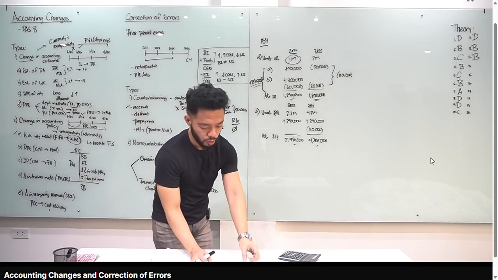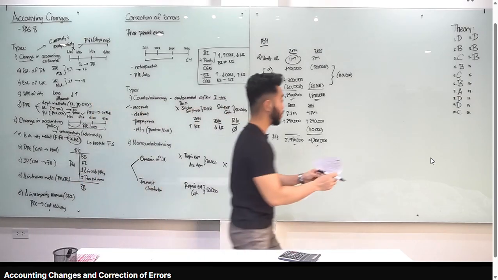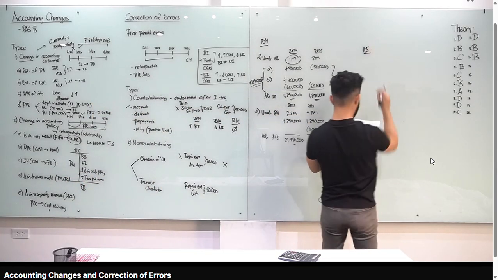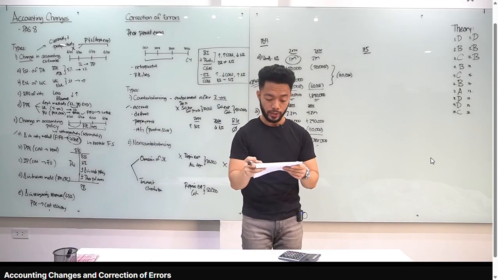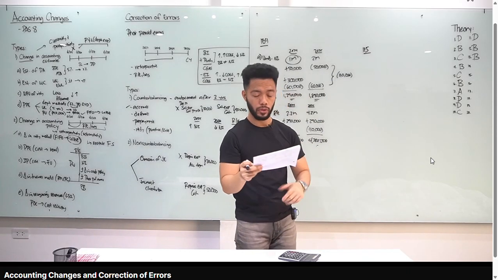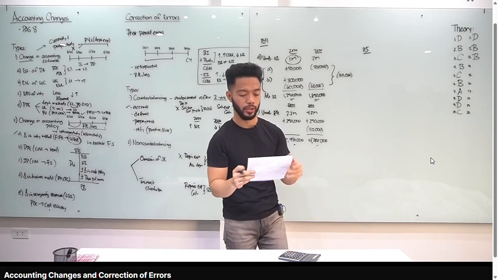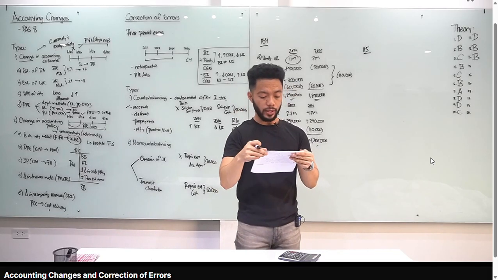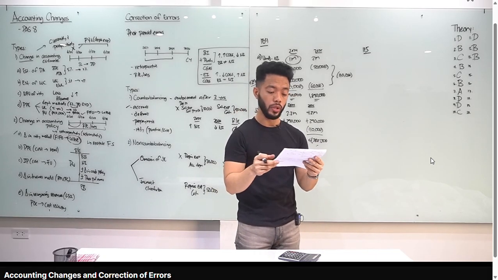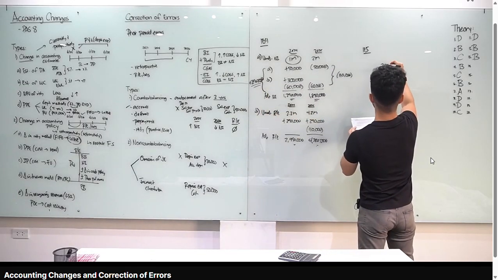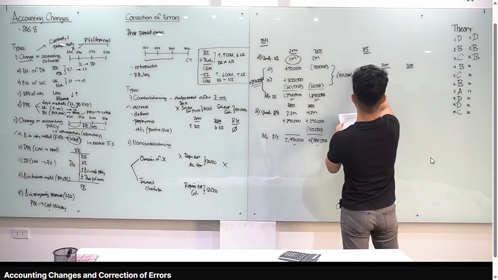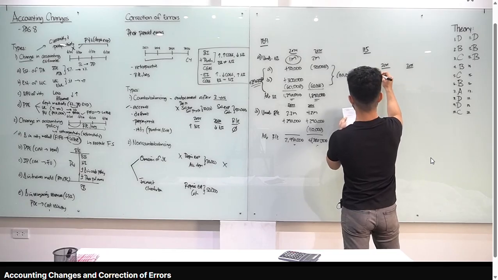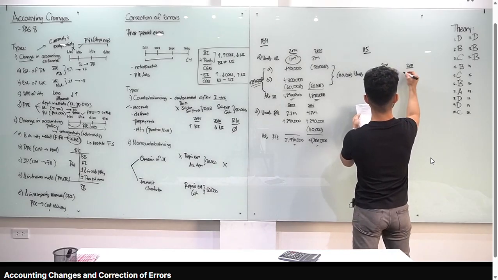Let's go to illustrative example number 5. Master that too. So, let's practice. Illustrative example number 5, same as before. Our requirements: compute for the correct net income in 2024 and 2025 as well as the retained earnings. Okay, XYZ company reported net income of 400,000 and 600,000 in 2024 and 2025. So, let's put that. 2024, 2025, let's put unadjusted net income amounting to 400,000 and 600,000.